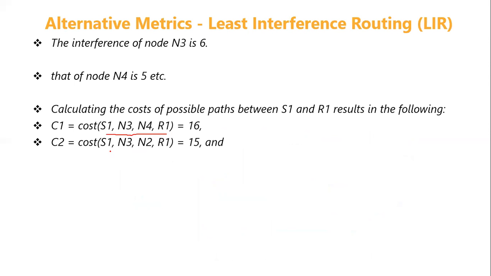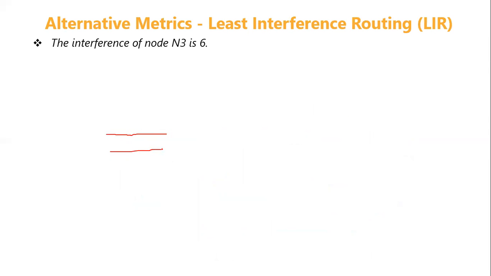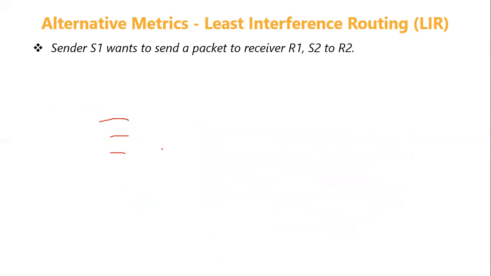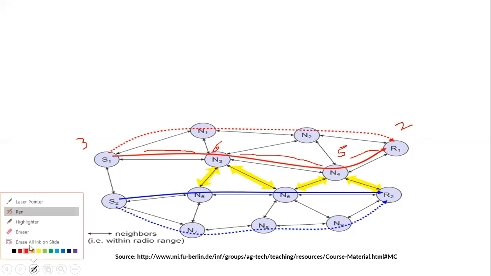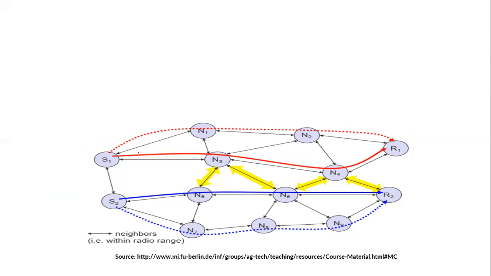Similarly, calculate the cost of the path from S1 to N3, N3 to N2, and N2 to R1. Now we are taking this path: S1 to N3, N3 to N2, and N2 to R1.